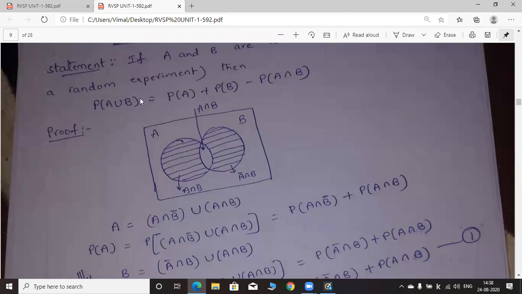Actually, we know what is meant by A union B. A union B means we have to consider each and every element in set A and set B, or we have to consider both events A and B. A union B means combination of two events. You have to consider each and every element in both A and B. So the entire portion of two circles is nothing but A union B.